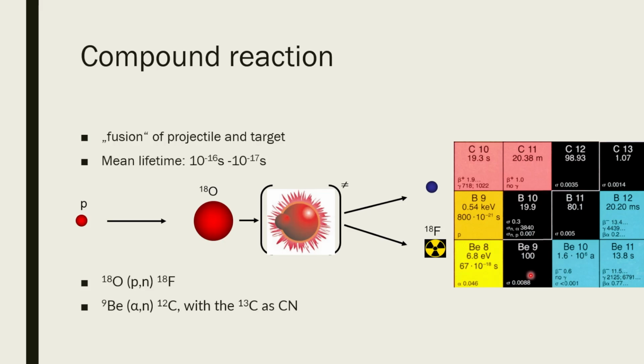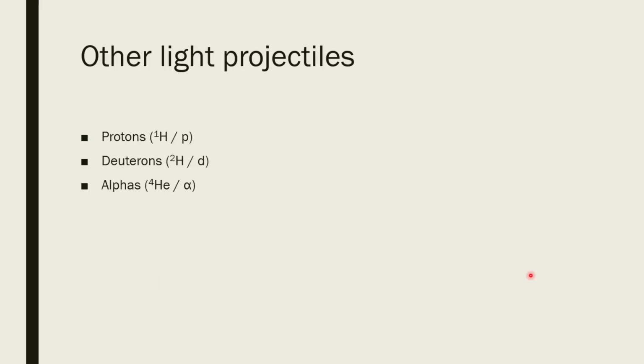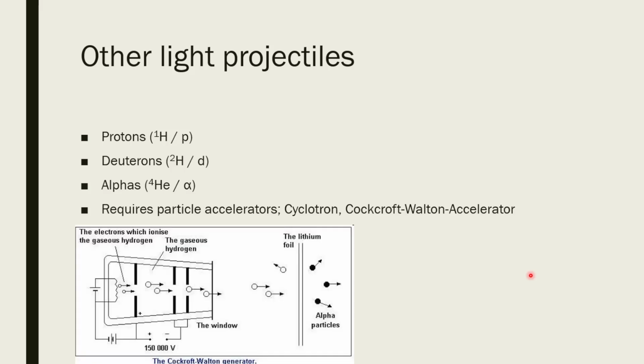But you can not only irradiate with neutrons, you can irradiate with other stuff. For example, light projectiles. So this is the proton, a deuteron or alphas, the most common type of projectiles. So you can irradiate with protons, so H1 positive ions or negative ions. The same case for the deuterons, and also alpha, so helium 2+ ions. But since they are charged particles, they require acceleration, and for that we will use some very heavy machinery like the cyclotron or the Cockcroft-Walton accelerator, which look something like this.